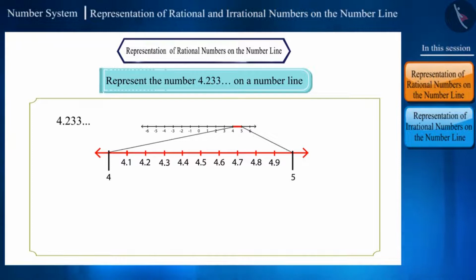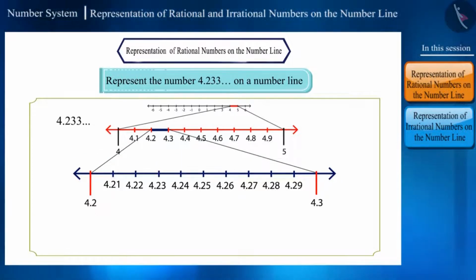Now this number would lie between the numbers 4.2 and 4.3. Friends, are we now able to locate this number accurately on the number line? We have just reached the first place after the decimal, and here, in this number, 3 is getting repeated. Let's further divide this length into 10 equal parts. Now we can say that the given number will lie between the numbers 4.23 and 4.24.